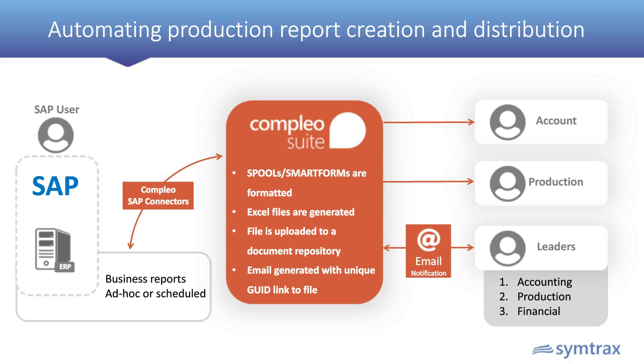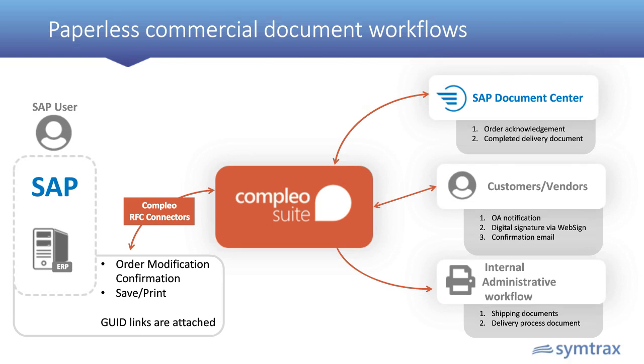That's our first demonstration. Now we will be moving on to the second demo, which will show you how to establish a paperless workflow. Okay, so this architecture shows you that using the Compleo RFC connector, we can retrieve necessary information and generate a purchase order as a PDF.